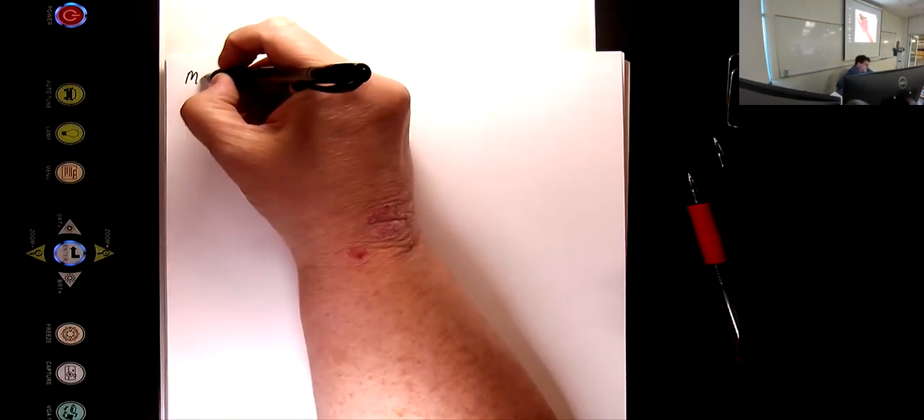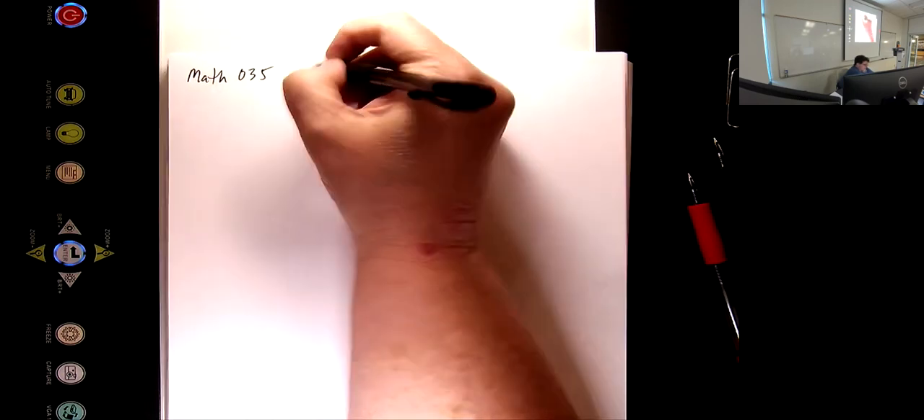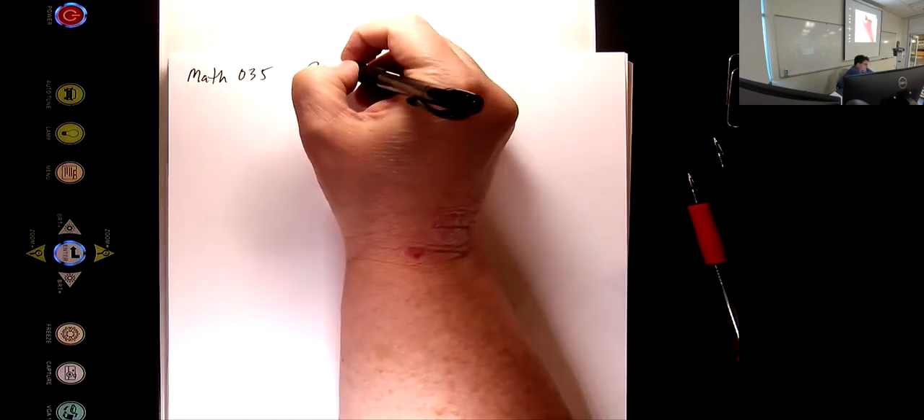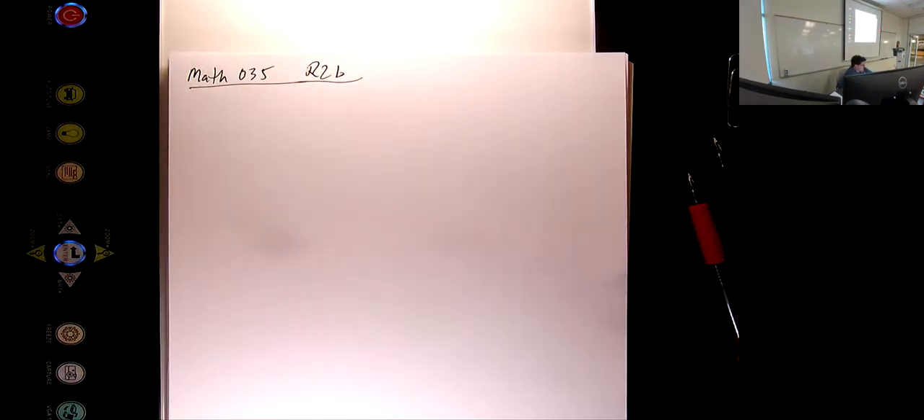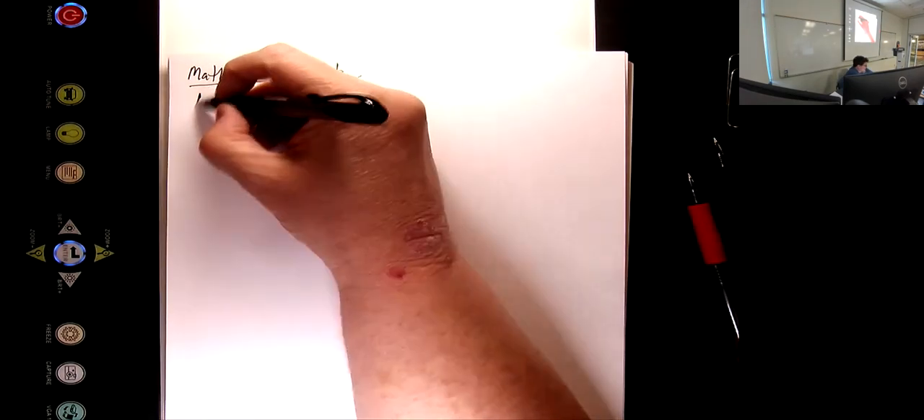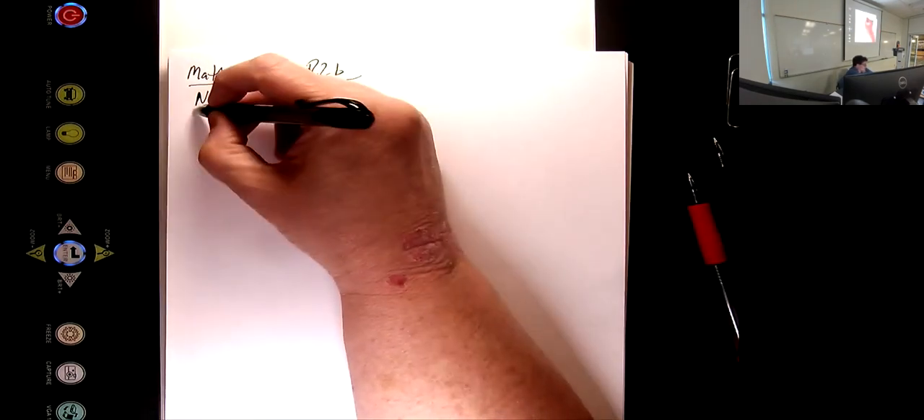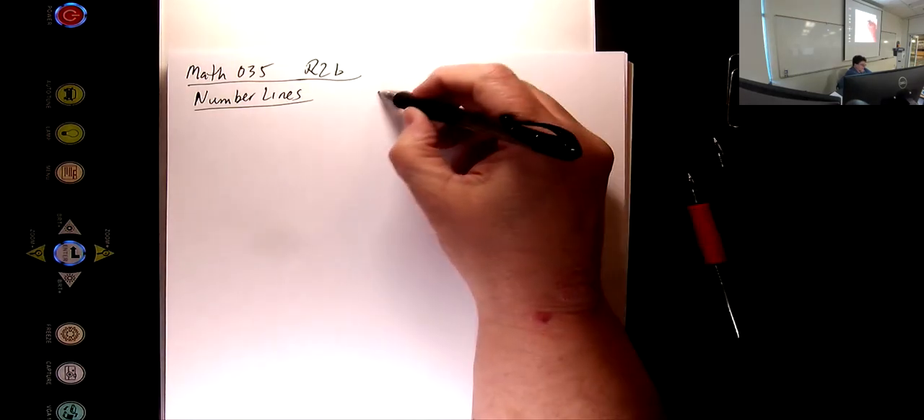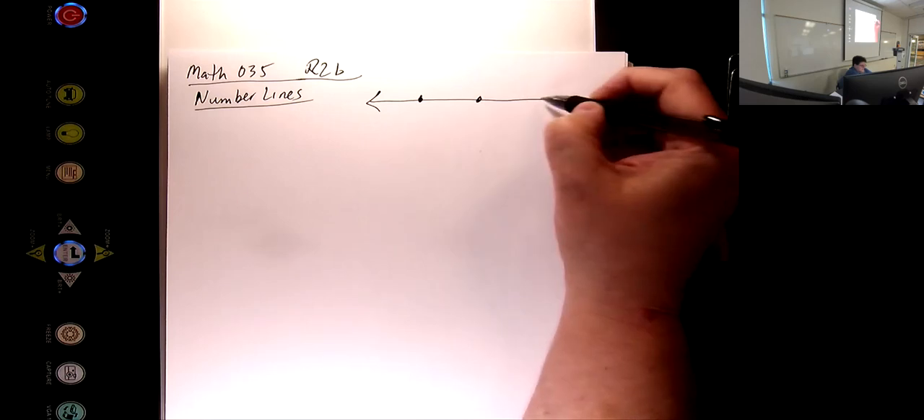We didn't touch number lines or absolute values yet, so that's where I'm going to start up here. This is going to be the rest of R2, part B. So we need to talk about number lines before I hit absolute values. Number lines are kind of handy if you've got a line with, let's put 3 dots on there, A, B, and C.